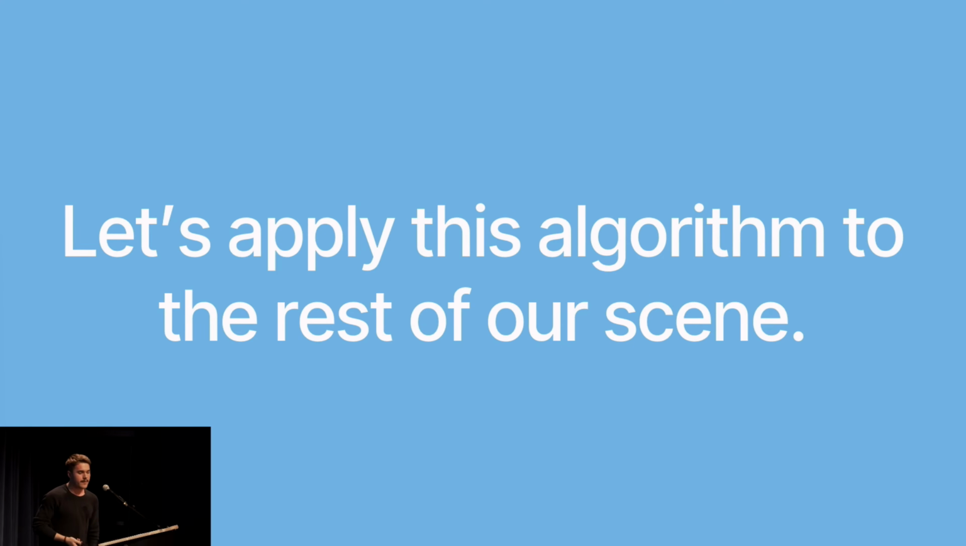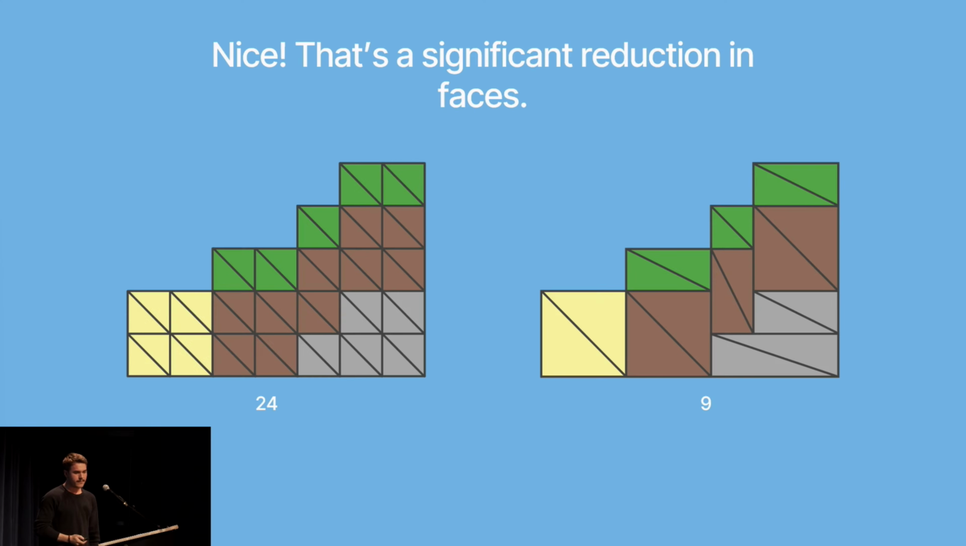Let's apply this algorithm to the rest of our scene. Nice, it's a really significant reduction in faces. You can see that we went from 24 down to 9 in the simple 2D test scene. And if we consider for a second that our actual world is 64 cubed, and our max 2D slice is 64 squared, it's a really huge reduction in faces compared to if we were just doing naive meshing.